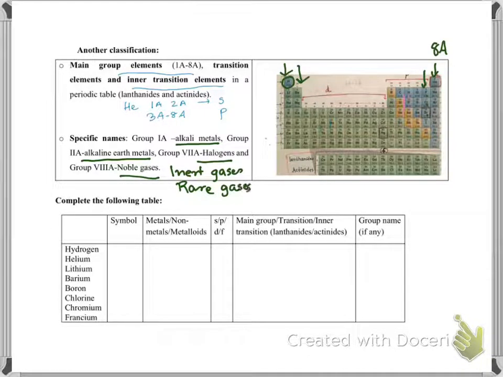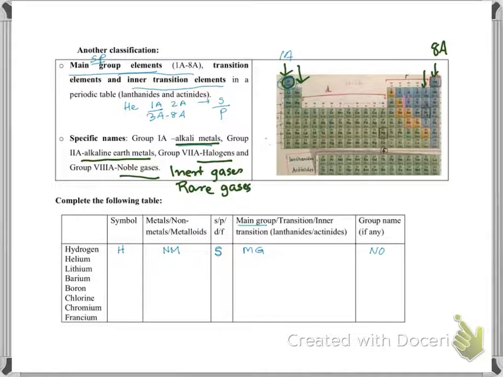So now based on what we covered so far, you should be able to answer these questions. For example, the very first one is hydrogen. What's the symbol? H. Is it a metal, non-metal or metalloid? It's a non-metal. It's in the first A group. They are S block. S and P together are known as main group elements. So it's a main group element. And is there any particular group name? No, because even though it's in the first A group and the first A group elements are known as alkali metals, hydrogen is not a metal.